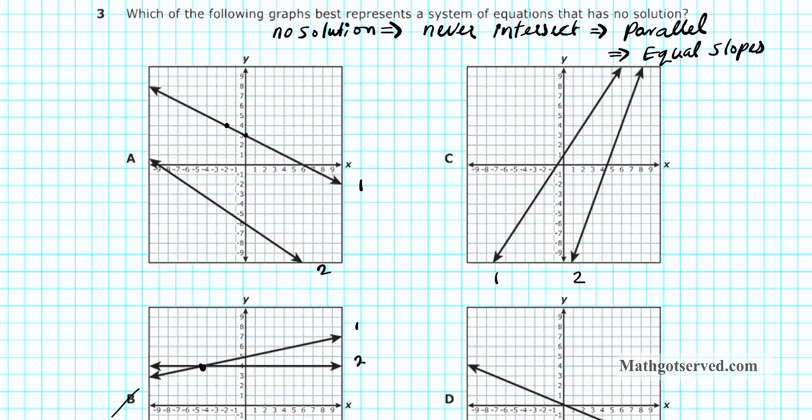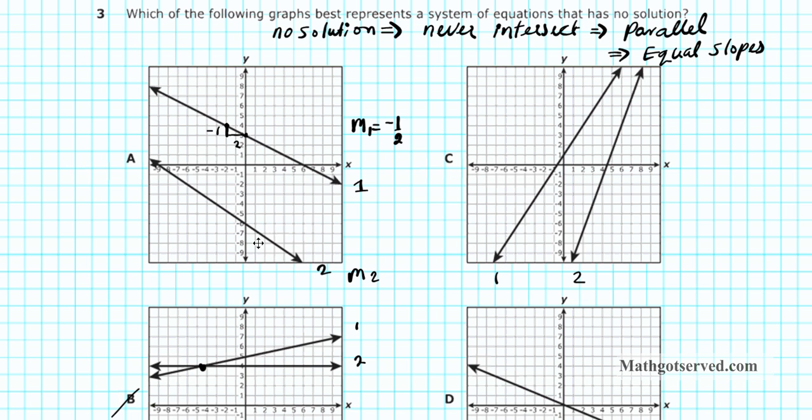We have a negative rise of -1 and a run of 2. So the slope of line 1 is equal to rise over run, which is -1 over 2. -1/2 is the slope of line 1. How about the slope of line 2?